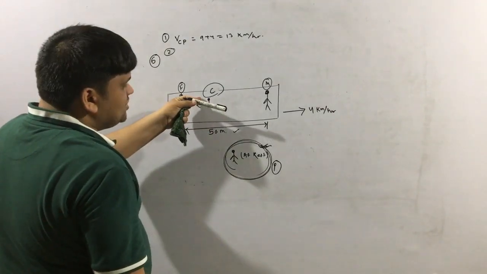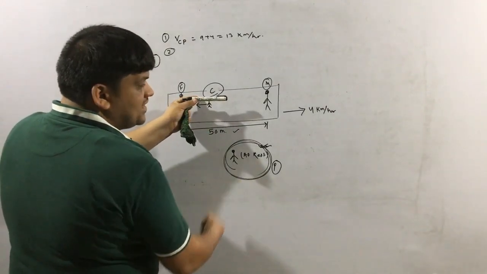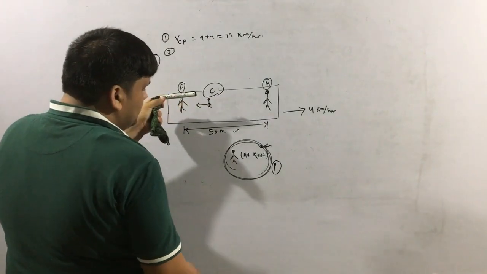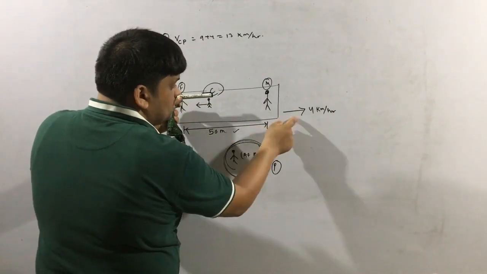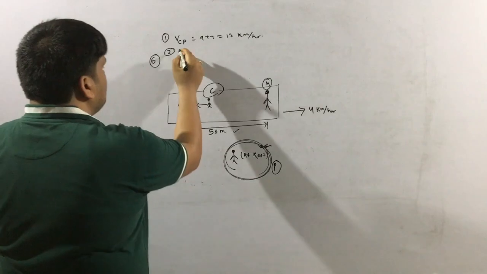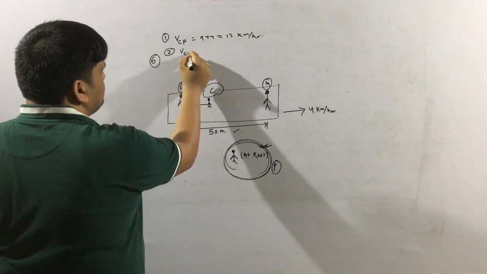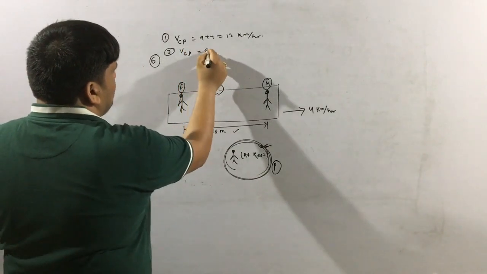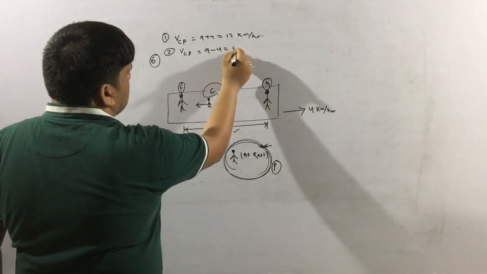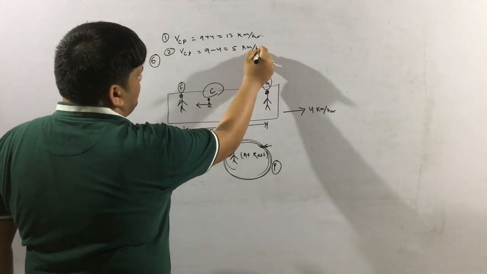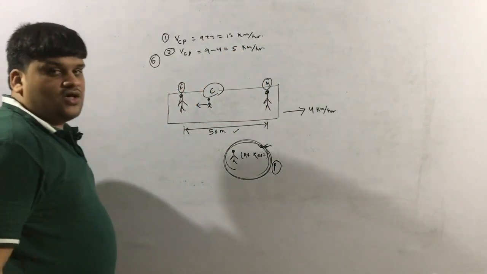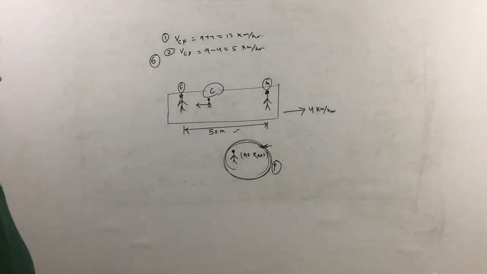But what is the velocity of the child with respect to the person at rest? Then it will be 9 minus 4, because they are in opposite directions. So the velocity of the child with respect to the person in this case will be equal to 9 minus 4, that will be equal to 5 kilometer per hour. Be careful while solving this type of question.